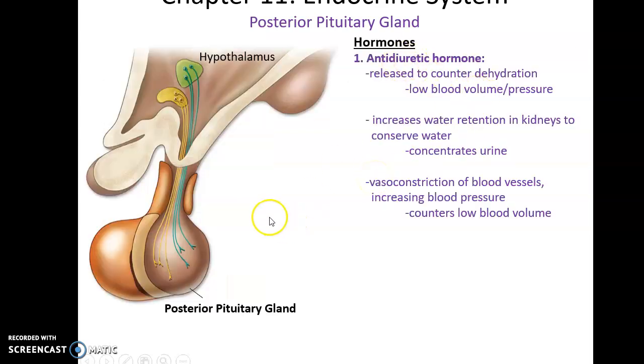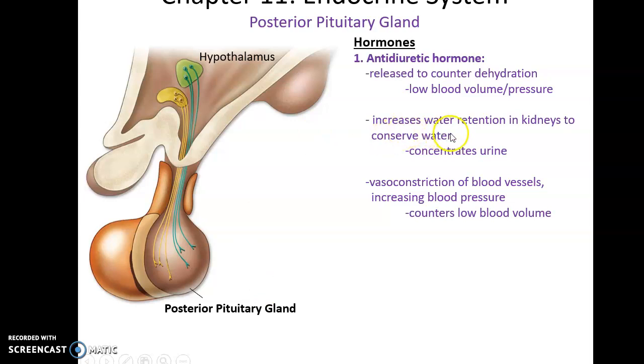Well, first is antidiuretic hormone. Antidiuretic hormone is released to counter dehydration. So when the blood volume gets low, that will cause blood pressure to go down. And if that gets too severe, that could cause major problems. So this decrease in blood volume can trigger the release of antidiuretic hormone to try to counter that dehydration. And what it does is it goes and affects the kidneys, causes the kidneys to increase water retention. So as the kidneys are producing urine, they make more concentrated urine. So there's less water in the urine, making the urine a darker color.